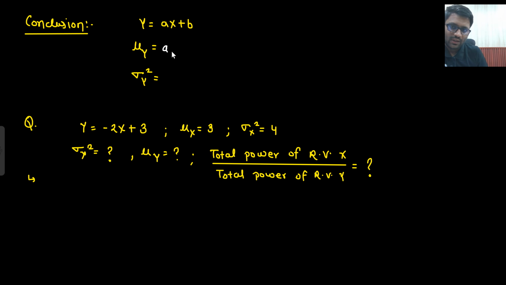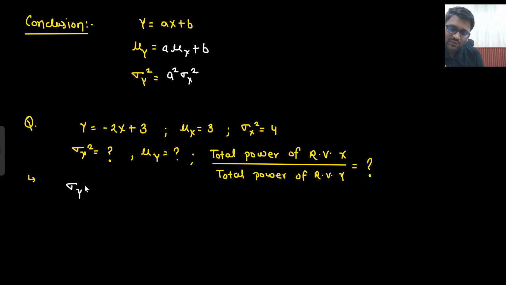So this is the conclusion that we have written. Mu y would be equal to a into mu x plus b, and sigma y square would be equal to a square sigma x square. Y equals minus 2x plus 3 is given, mu x is given, sigma x square is given. You need to find sigma y square, you need to find mu y, and you need to find the total power of random variable x divided by total power of random variable y. So let's find out all these things.